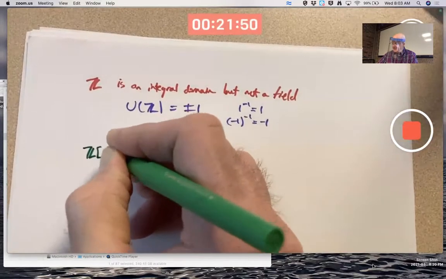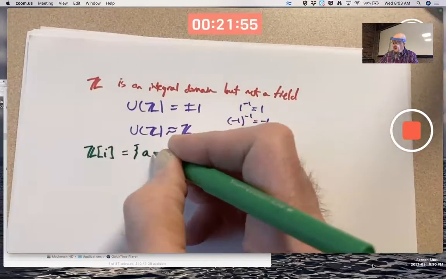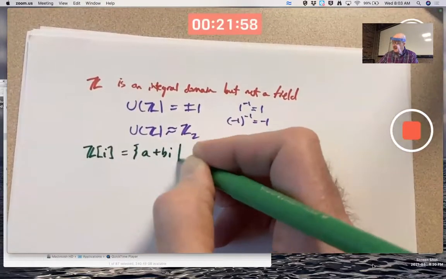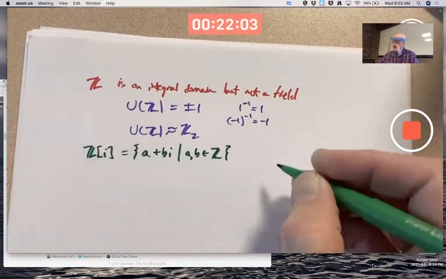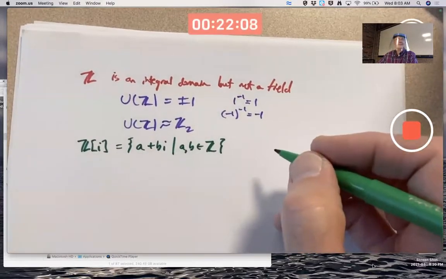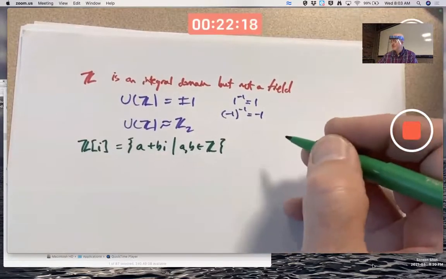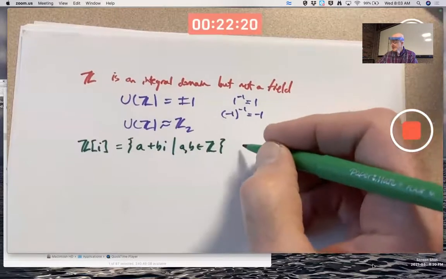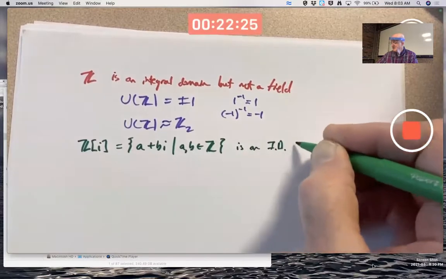Remember that the Gaussian integers, Z[i], the set of all complex numbers of the form a plus bi, where a and b are integers, had no zero divisors. We did talk about that the other day. That was where I was talking about setting up the system of equations and seeing that the matrix had a positive determinant in that case. It was a homogeneous system, and so it only had a trivial solution. This is an integral domain, but not a field.